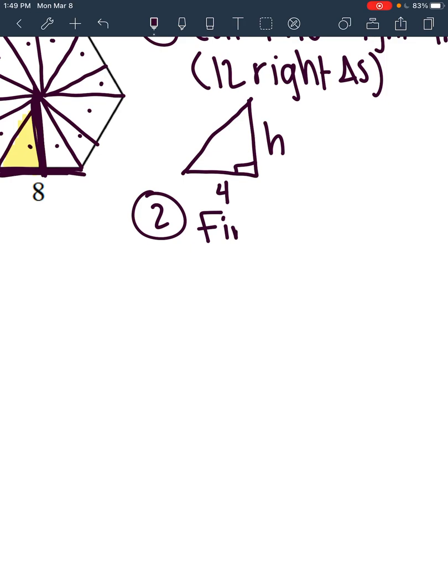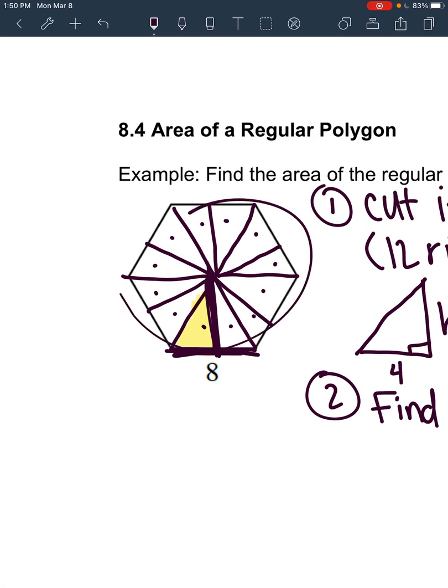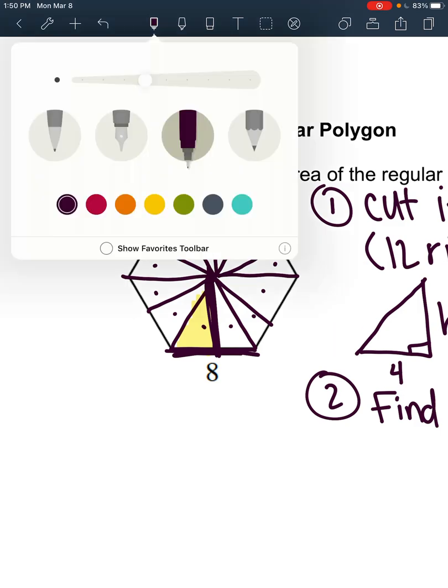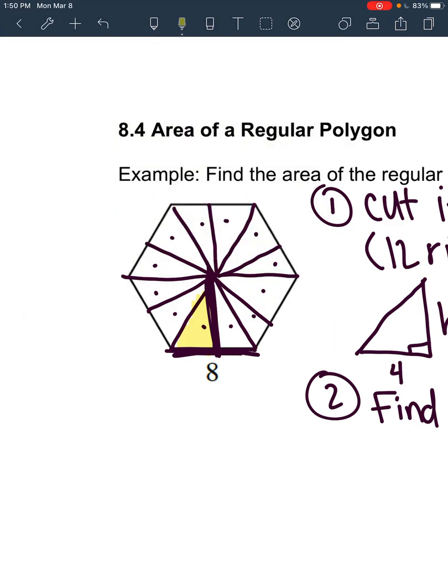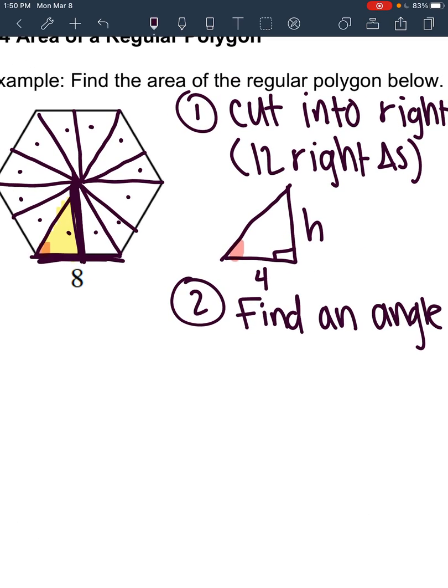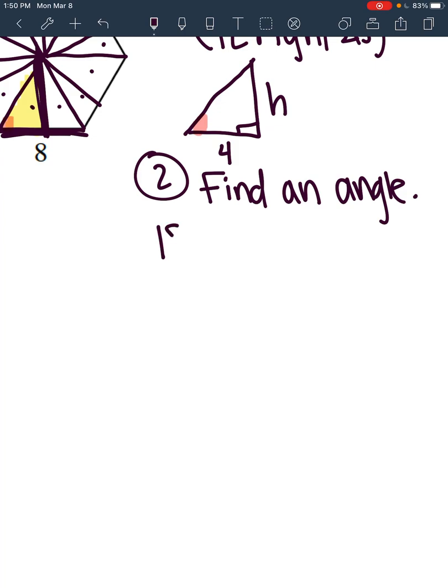So find an angle. What we're going to do is find an interior angle, because that's all of these angles on the inside which relate to this triangle. This angle right here is part of an interior angle. It's not the whole thing, but it's part of an interior. So the formula for one interior is 180 times n minus 2 divided by n. So we need to find the one interior, but then find part of it.